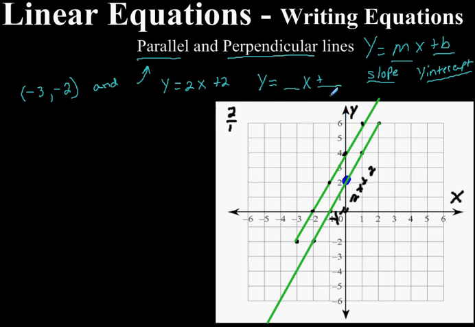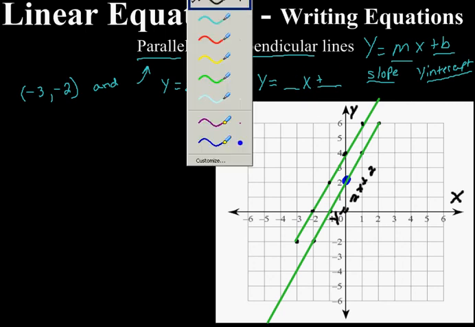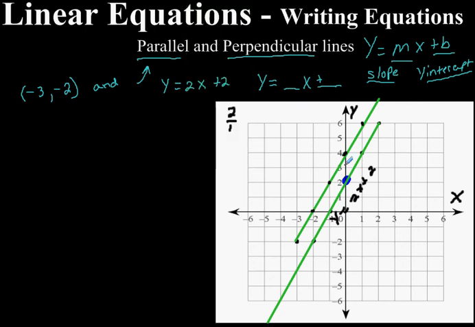Now let's see what it looks like in the equation format. First of all, we know it has the same slope as this one. So let's take this slope and put it right here: 2. What else we know about it is that it crosses the y-axis at a positive 4, so we can put this right here.